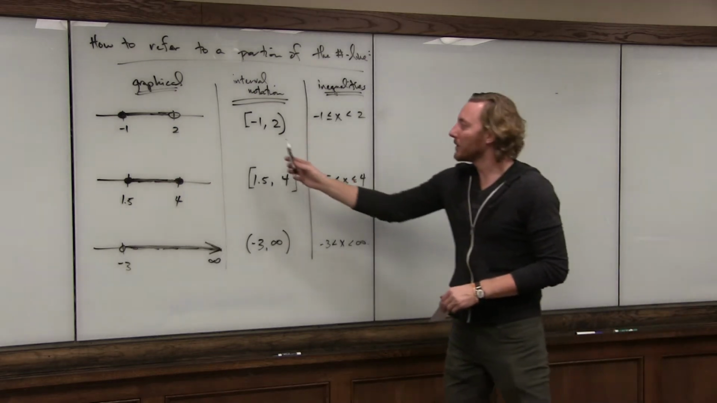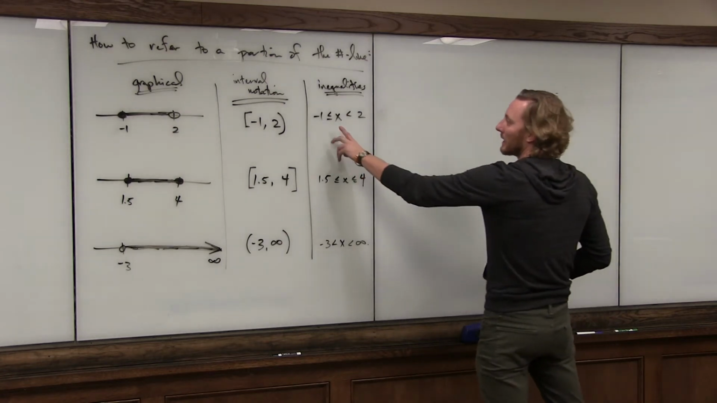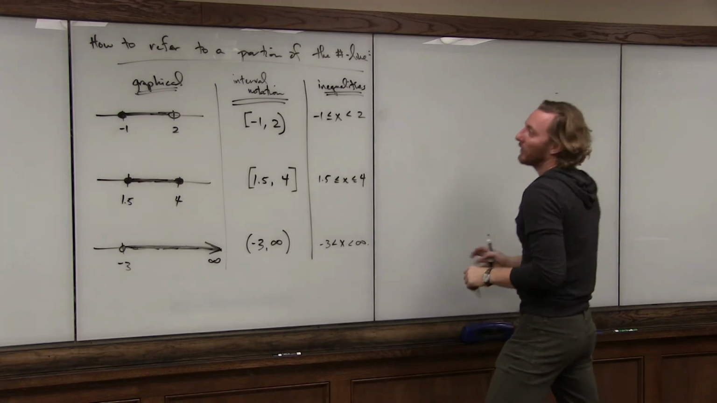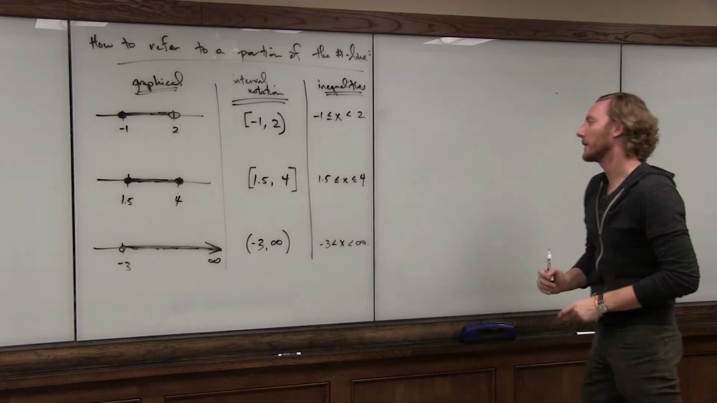If you include a boundary, it shows up as a square bracket in interval notation. It shows up as greater than or equal to, or less than or equal to, with the inequality. If the value is not included, it shows up as a parenthesis or a strict greater than or less than sign.